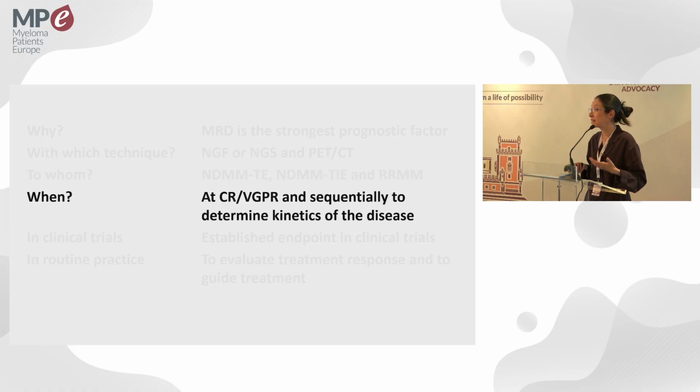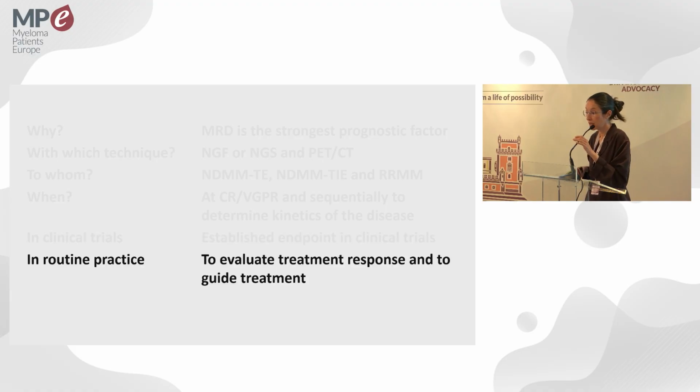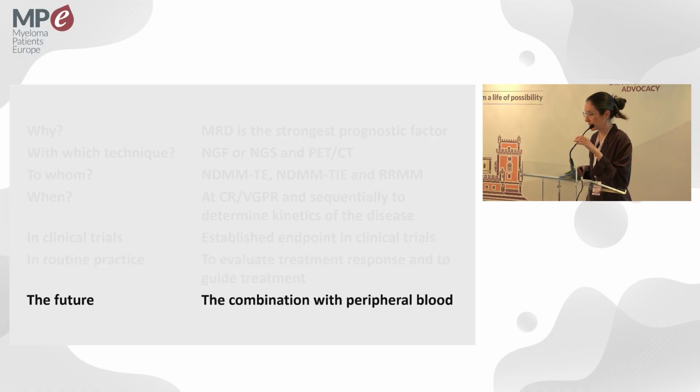When in CR, and sequentially, to determine the status of sustained MRD negativity that defines a subgroup of patients with an excellent outcome. In clinical trials, knowing the approval of the FDA, it is going to be included in all the clinical trials, and in routine practice, we can use it today to guide the treatment. You have the example of the Perseus trial and others during maintenance.